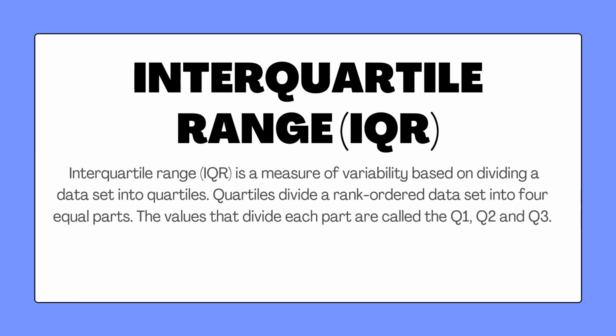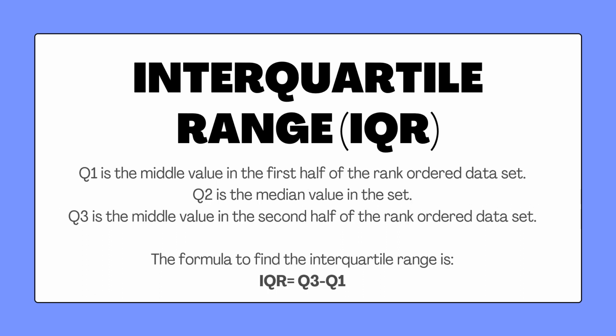Interquartile range, IQR, is a measure of variability based on dividing a data set into quartiles. Quartiles divide a rank-ordered data set into 4 equal parts. The values that divide each part are called Q1, Q2, and Q3. Quartile 1 is the middle value in the first half of the rank-ordered data set.